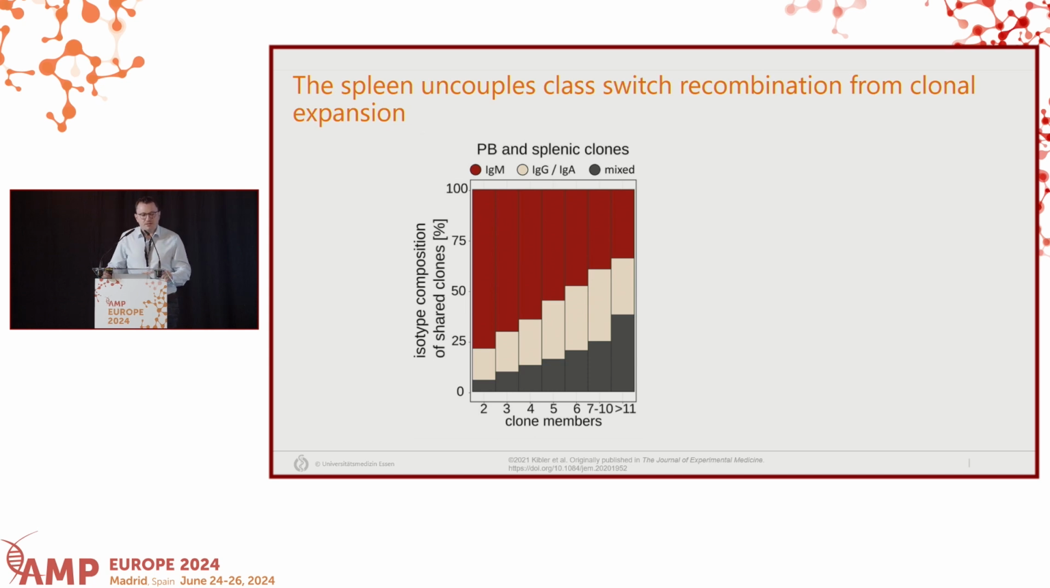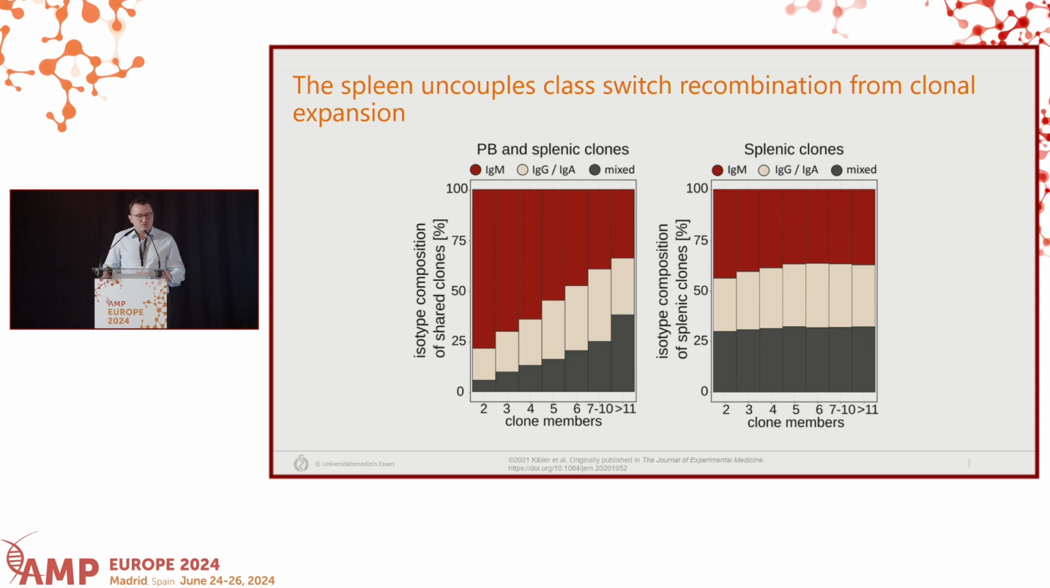Next, we investigated the relation of IgM and class-switched B-cell subsets. In peripheral blood, you can see that an increasing number of clone members correlates with mixed clones, so that means that both IgM and class-switched sequences are present. In contrast, in splenic clones, the picture looks completely different. From this, we assume that the spleen not only collects all memory B cells from the circulation, but also expands them in a fashion which avoids class-switch recombination. This process might be important for lymphoma genesis.